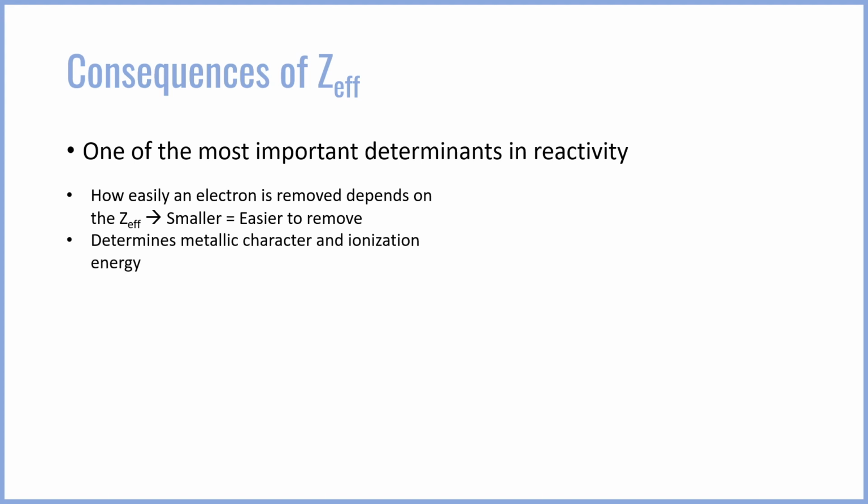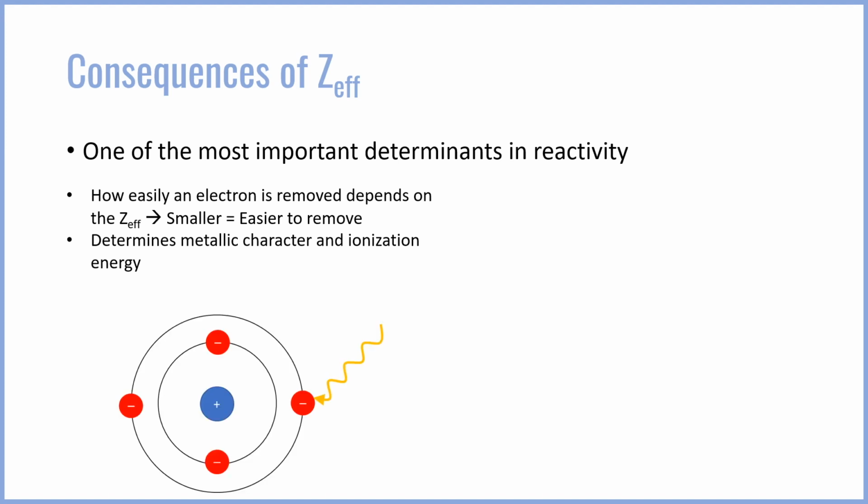A smaller Z effective means that an electron is going to be held more loosely and it will be easier to remove, which means that element with the lower effective nuclear charge is going to have more metallic character and a lower ionization energy. We can visualize that with this picture here, as the yellow arrow represents the energy being inputted to remove an electron. The smaller the effective nuclear charge, the less energy is needed to kick off that electron.